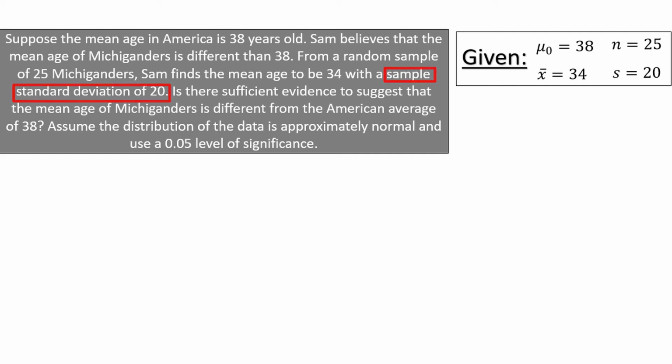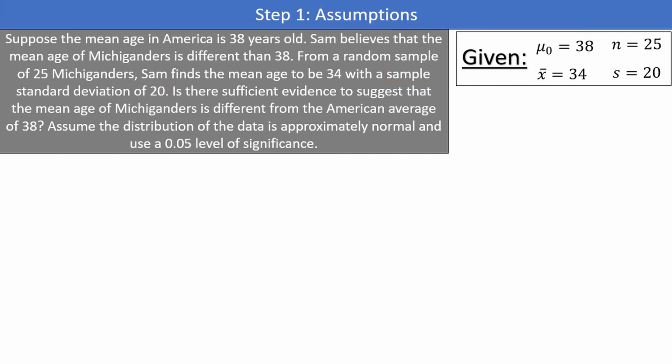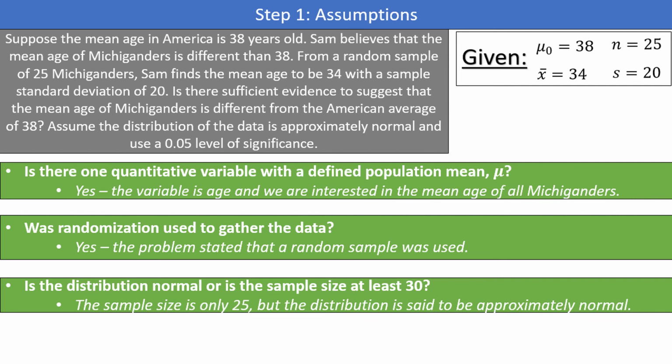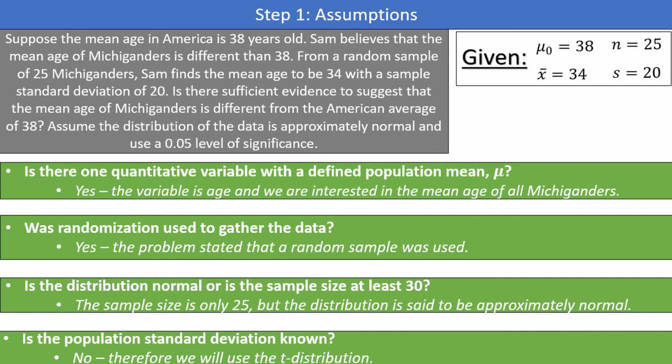Let's go through the 5 steps again. Step 1, assumptions. The first 2 assumptions are very similar to last time and have both been satisfied. The third assumption is satisfied this time, not because the sample size is greater than 30, but because the distribution of the data is said to be approximately normal. This time, the population standard deviation is unknown. We only have the sample standard deviation S, so we must use the t distribution instead of the z distribution.